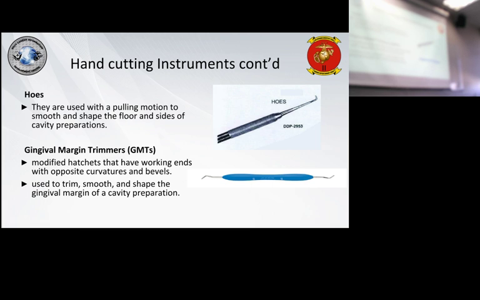Alright, hoes are used with a pulling motion. They're smooth in shape to the floor and all sides for cavity preparation. Gingival margin trimmers, GMTs, are modified hatchets that have working ends with opposite curvatures and bevels. Right? They're used to trim, smooth, and shape the gingival margin for cavity preparation.